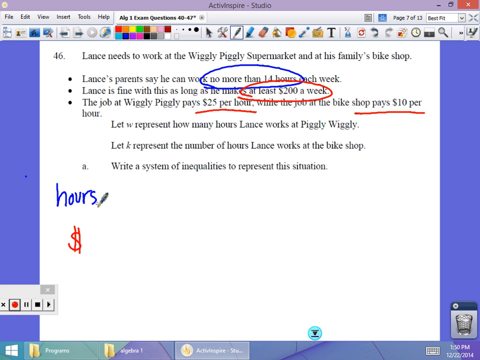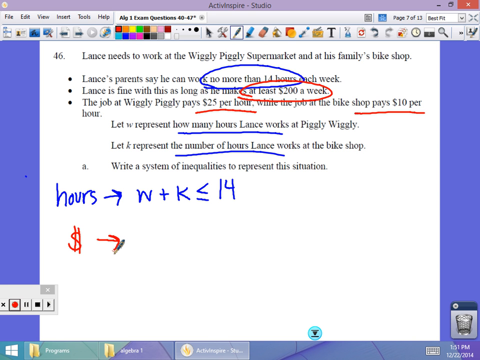Looking at our variables and how they're defined, W talks about the number of hours he works at the Piggly Wiggly, and K is the number of hours at the bike shop. The hours constraint would just be W plus K. Since it can be no more than 14 hours, it has to be less than or equal to 14.